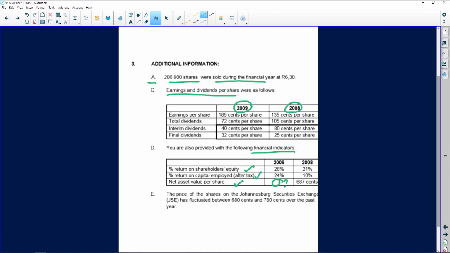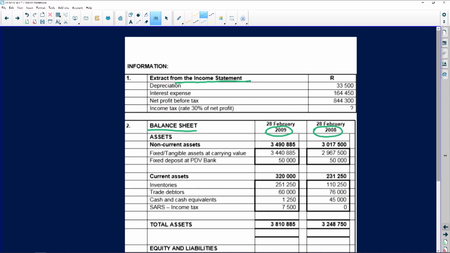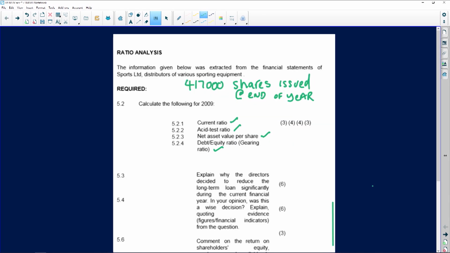They're also giving me that the price of shares on the JSE has fluctuated between 680 cents and 780 cents over the past year. Now one bit of information that I added, which for some reason was not included in this particular slide: 417,000 shares were issued at the end of the year, and here I'm referring to 2009. Right, so we're now ready to start with the questions.